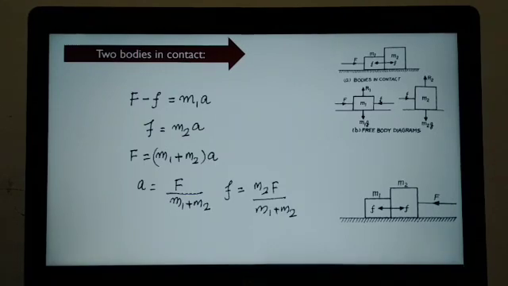Now see the second diagram. Here on m2 you are applying a force F, and m1 is only experiencing the contact force. So this situation interchanges. In that condition all these equations will remain the same. Instead, the contact force will be m1F divided by (m1 plus m2). That is a simple logic. Okay, so that is the first case, motion of two bodies in contact.